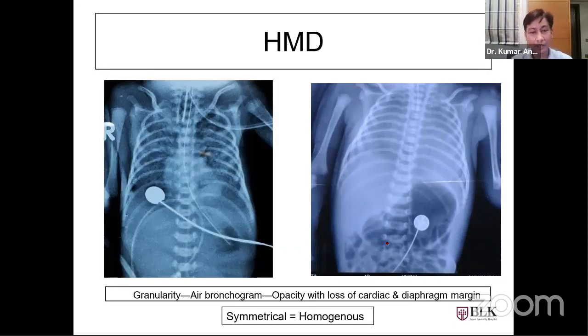And we usually give surfactant within 1 to 2 hours of life, before getting any X-ray. So that is why the ideal and usual old HMD X-ray is not visible. But it is not possible to differentiate and diagnose the severity of lung disease just on the basis of X-ray, because sometimes the patient could be in the phase of exhalation.